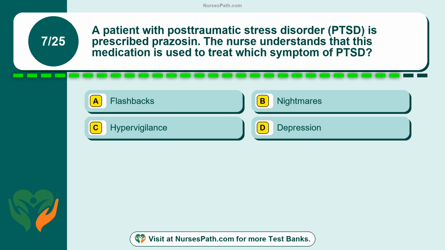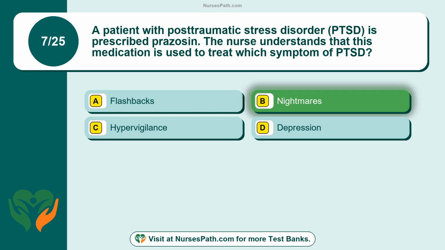Question 7. A patient with post-traumatic stress disorder, PTSD, is prescribed prazosin. The nurse understands that this medication is used to treat which symptom of PTSD? Option A, flashbacks. Option B, nightmares. Option C, hypervigilance. Option D, depression. The correct answer is option B, nightmares.